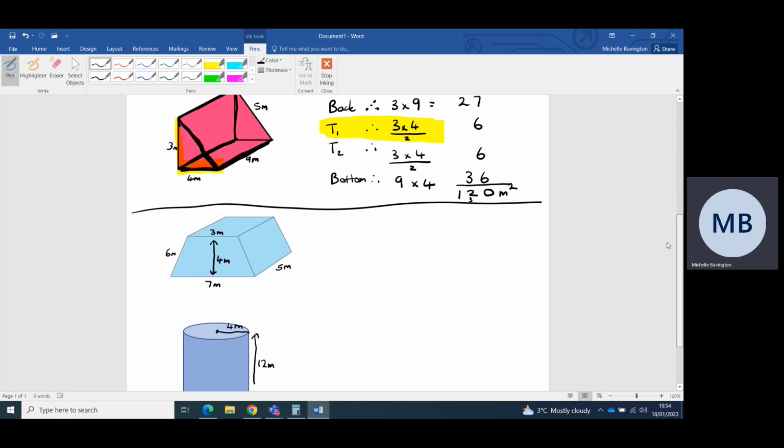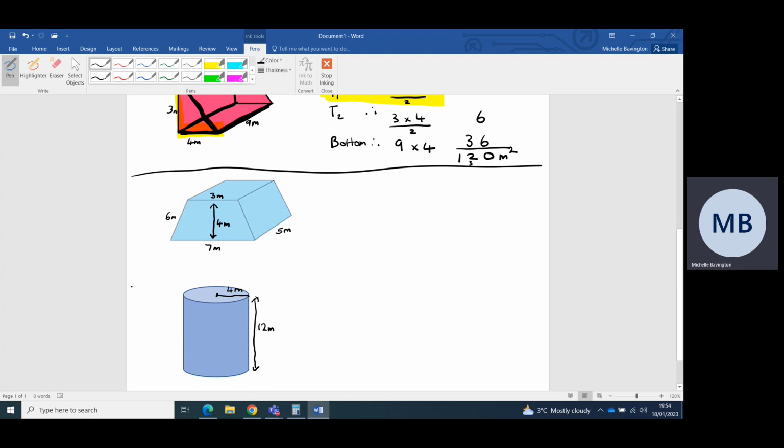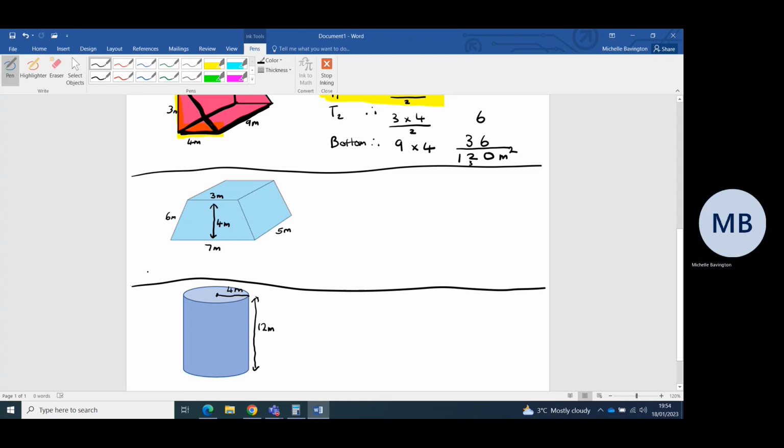Okay, the trapezium. Draw myself a line. Well, a wiggly line. Right. For the face, we need the formula of a trapezium, which is area of a trapezium is A plus B divided by 2 times height. Okay, A and B means top and bottom. Okay, so let's work out our sides.